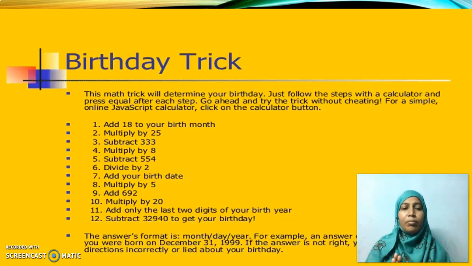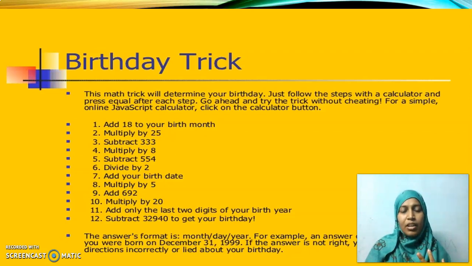Then subtract 333. Do not do it in a single line, because nowadays the calculators in mobile phones are in higher scientific mode, so you can do all the calculation in a single line. But don't do that, you will get a different answer. Every time you do one manipulation, press equal to, then go for the next operation.